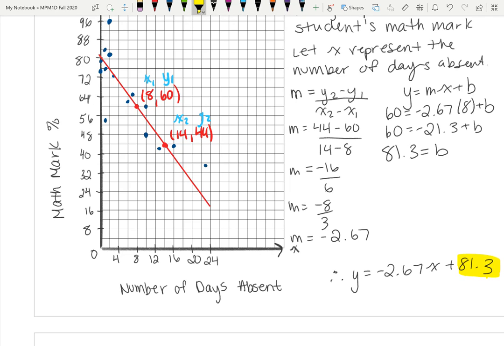So 81 is pretty much right here, and that is where my y-intercept is. So I do think that it is appropriate. And I did get a negative slope, which is a negative relation. So I think that my equation for my line of best fit is pretty accurate.